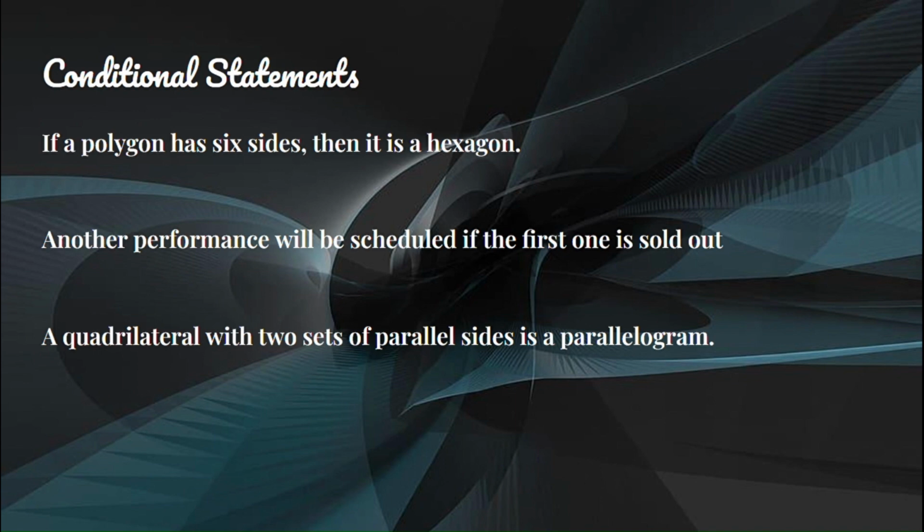If you look at our second sentence here, "Another performance will be scheduled if the first one is sold out." In this case, they've flipped the order on us. But we see that right after the word "if," "the first one is sold out" is our premise. And then we don't use the word "then," but what follows is that another performance will be scheduled. That makes sense, right? If the first one sold out, we're going to schedule another one for those people that didn't get to see the first one.